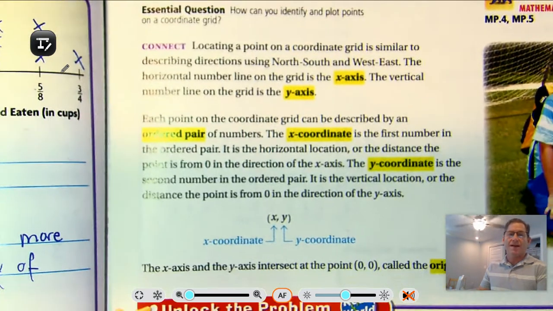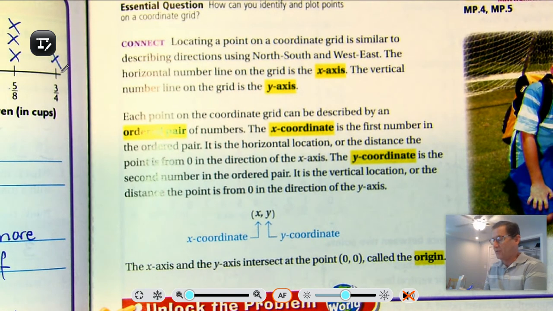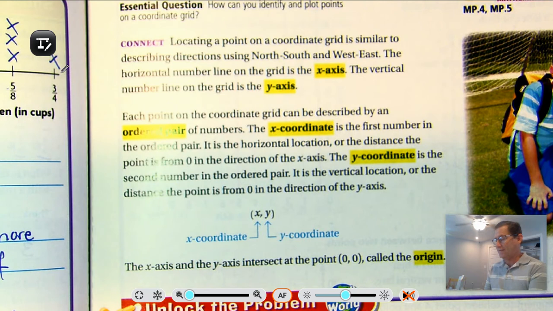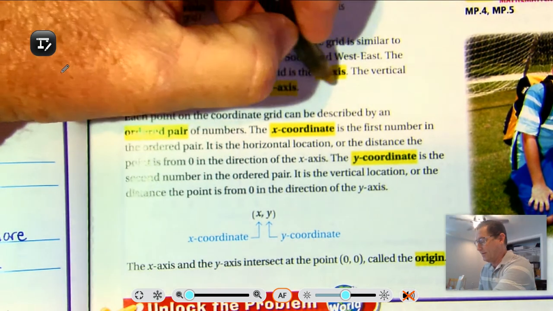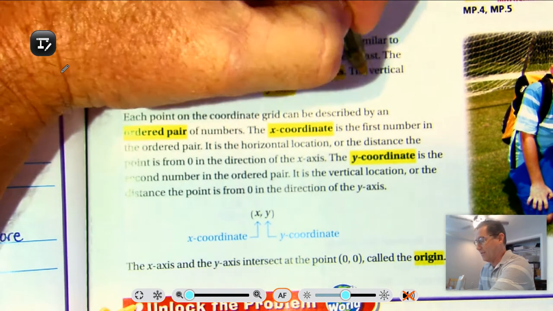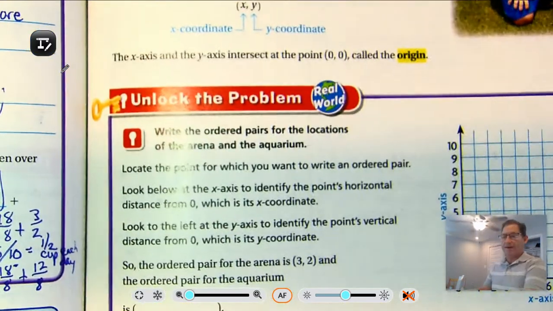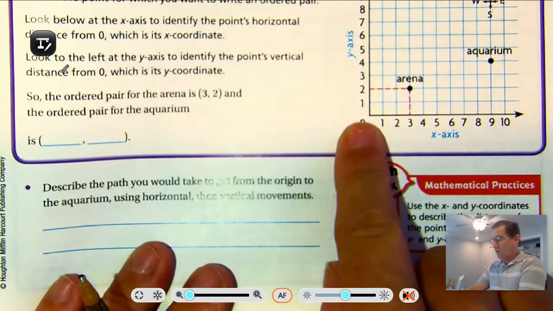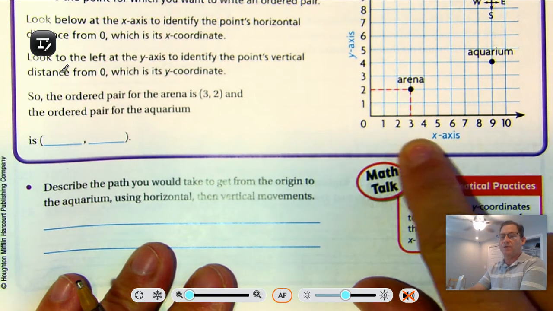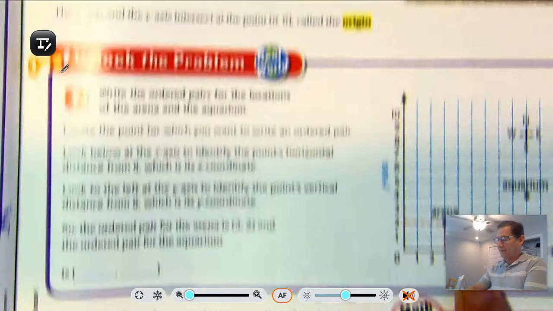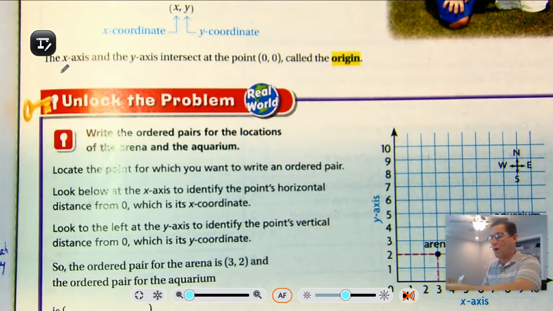All right, let's connect. Locating a point on a coordinate grid is similar to describing directions using north, south, west, and east. The horizontal number line on the grid is the x-axis. The vertical number line on the grid is the y-axis. So when we look at a number line, we notice that the numbers running left to right make up what is known as the x-axis. The numbers that go from the bottom to the top make up the y-axis.